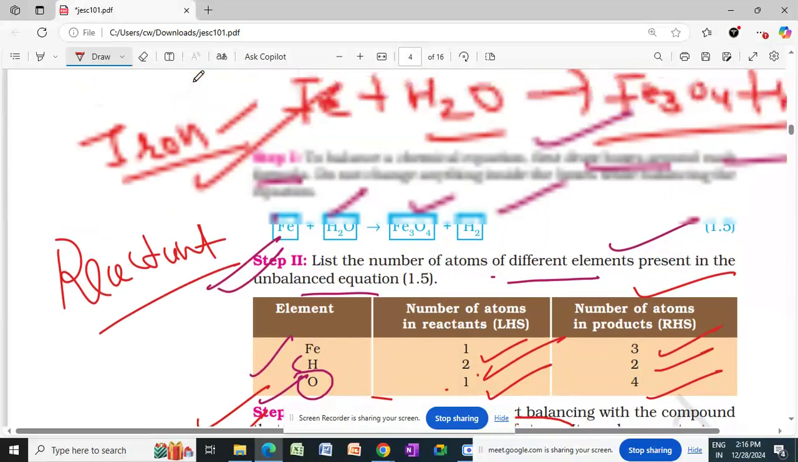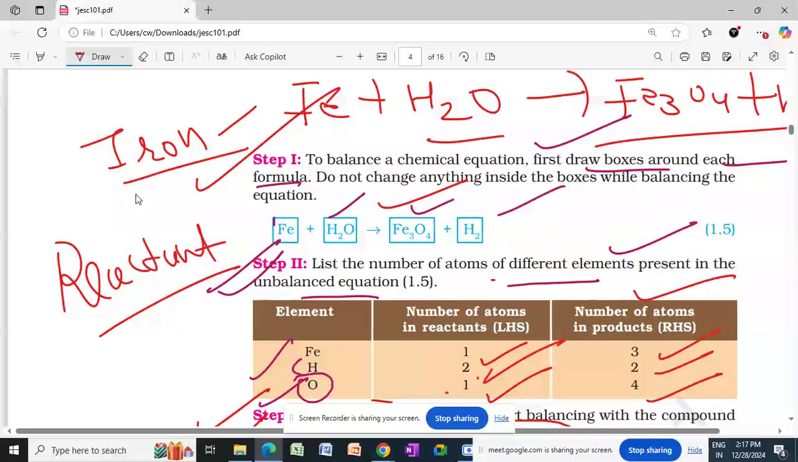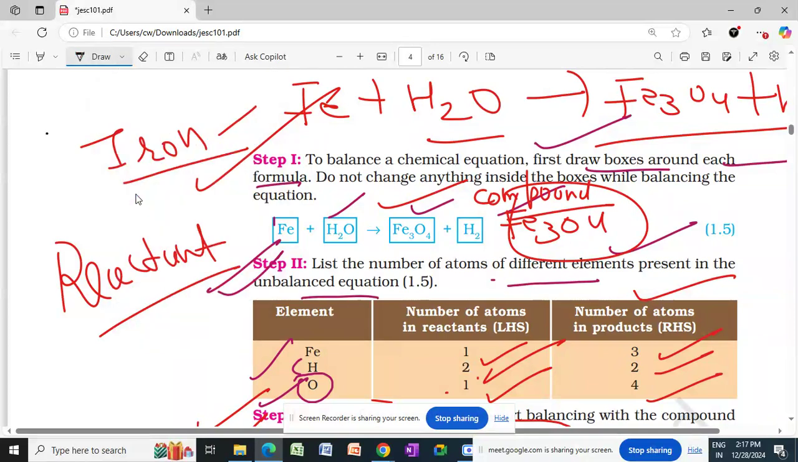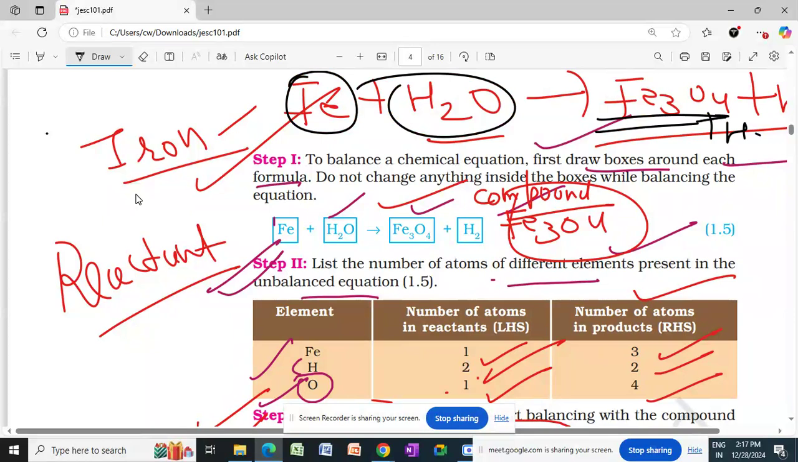Tell me which one is having the maximum number of atoms. Complete compound I am asking, you have to select the complete compound. See, this was my reaction: Fe plus H2O will give me Fe3O4 plus H2. What I have to do is draw boxes around each formula.